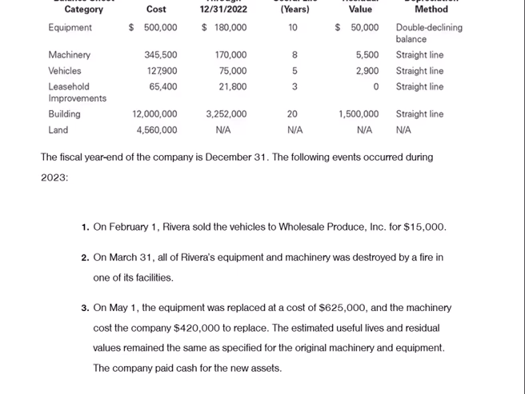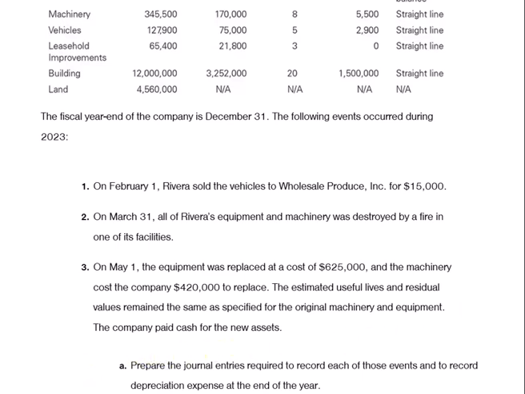The fiscal year end of the company is December 31st, and during 2023, Rivera sold the vehicles to wholesale produce for $15,000. That was on February 1st. On March 31st, all the equipment and machinery was destroyed by a fire. And on May 1st, the equipment was replaced at a cost of $625,000, and the machinery cost the company $420,000 to replace it. The estimated useful lives and residual value remain the same as specified for the original equipment. They paid cash for the new assets.